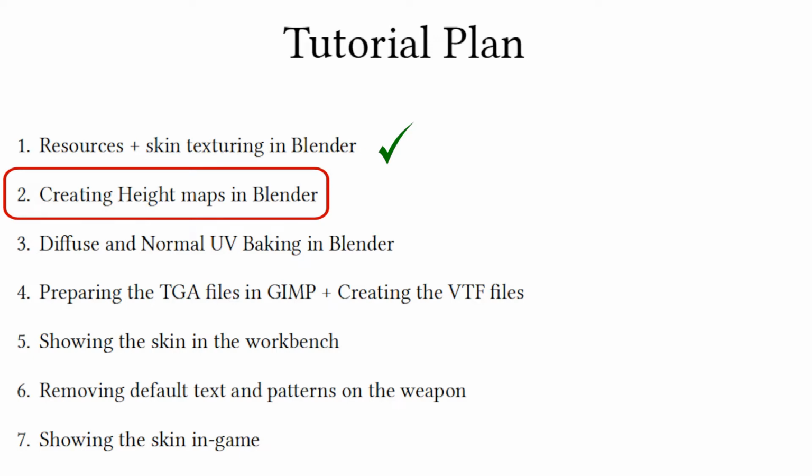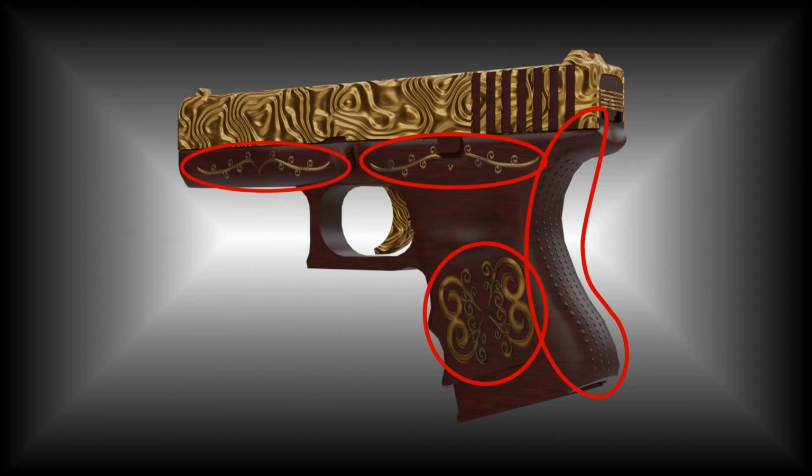Welcome to the second video of my CSGO skin making tutorial using free and open source tools. In the first video, we talked about the tools that we need for skin making and created the textures of the Glock Extravagance skin. Now we will be creating the carvings on the skin. As we can see in the picture, there are three carvings on both sides of the skin, each also colored with gold. We'll also add some bumps on the back of the Glock.